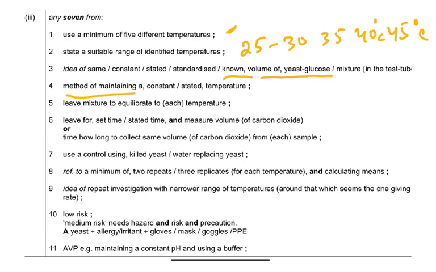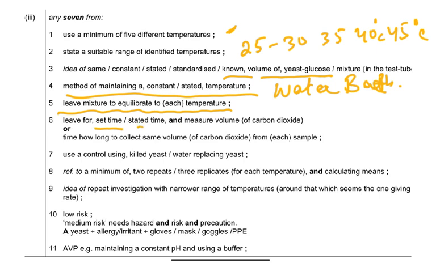Then how do you maintain a constant temperature? You use a thermostatically controlled water bath. So you gave me something about that. You got a mark for that. Then leave the mixture to equilibrate to each temperature. So you wait for it, and then of course you leave it to equilibrate for each temperature. Then you leave it for say 2 minutes, a stated time, and then you measure the volume of carbon dioxide. Then use a control either using boiled yeast or water replacing the yeast.